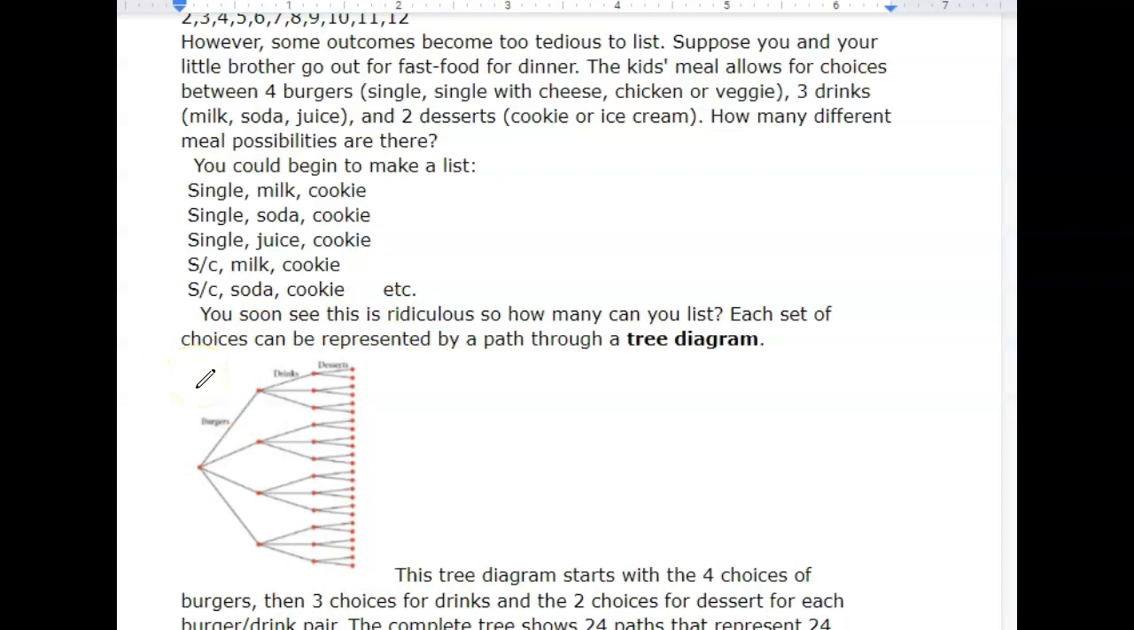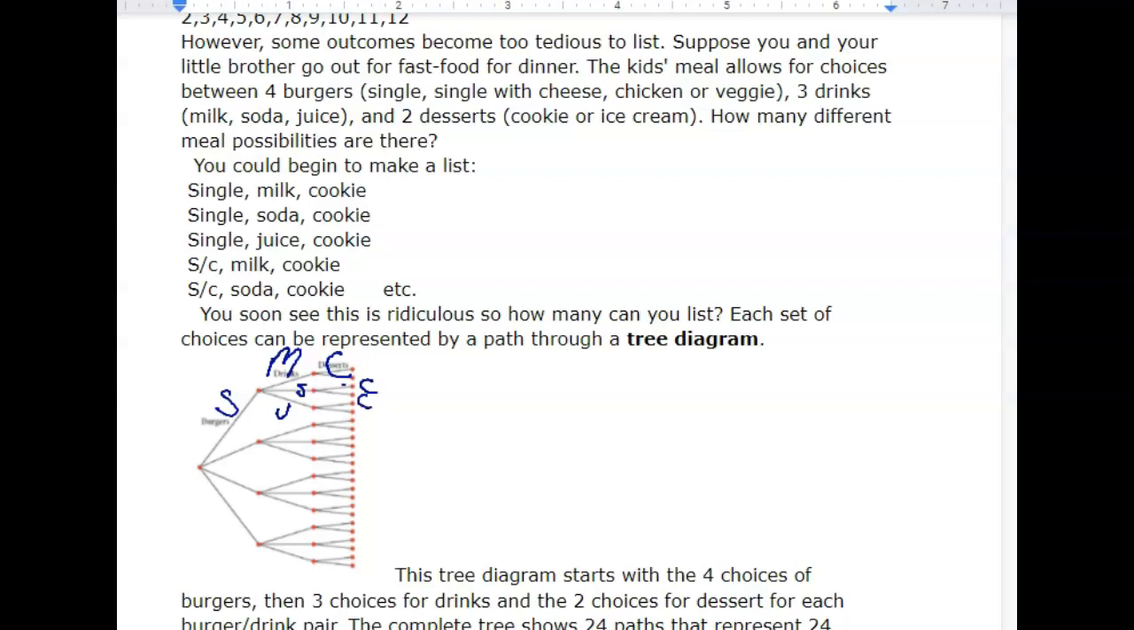In this case, we're talking about burgers, drinks, and desserts. So up here it talks about the different burgers. I'm just going to choose the single. So assume this first line down here stands for the single burger. I want a single burger with milk and then a cookie. So that's this path right here. I could have a single burger with a soda and then a cookie. I could have a single burger with a juice and then a cookie. And there's those 3 paths.